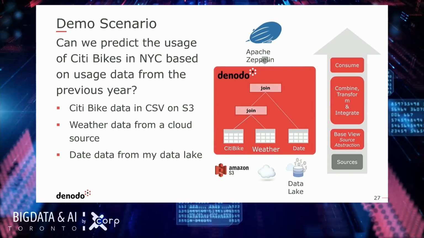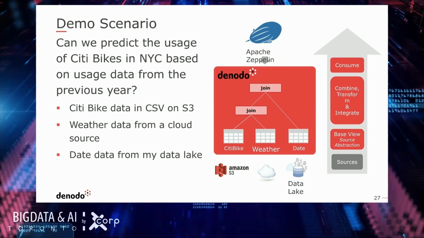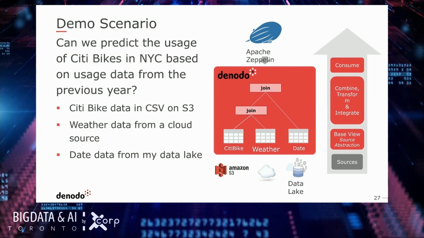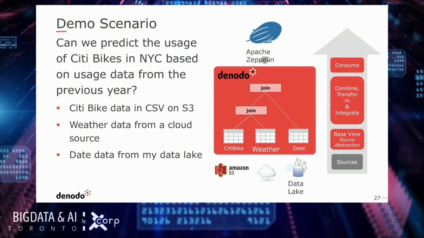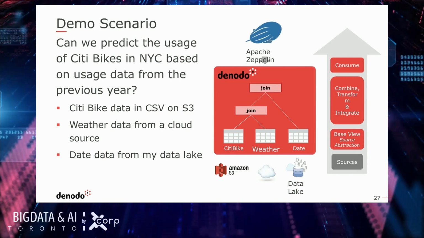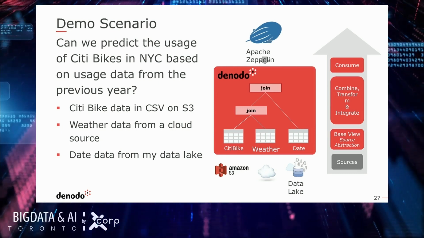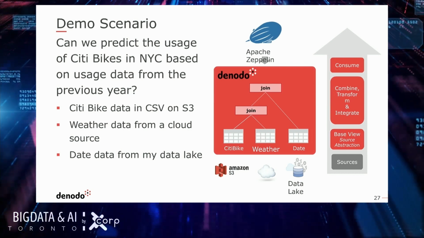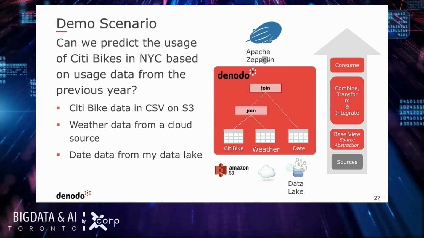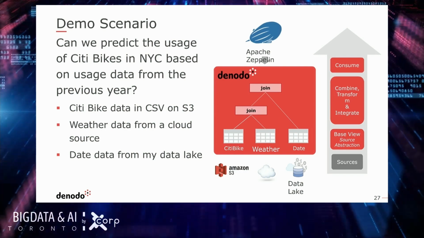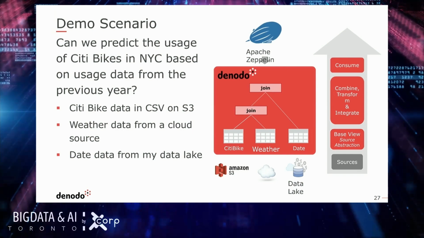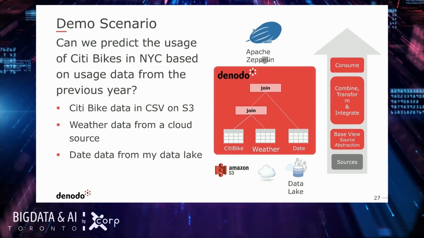So here's our scenario for the demo. I'm going to see if I can predict some bike usage based on previous year data. Now I have some bike data that's in CSV format that I just dropped on an S3 bucket. I'm going to get the weather data in JSON format from a cloud source. And I'm going to combine that with date data out of my existing data lake. Now I'm going to combine these three sources together in Denodo. We'll do some transformation and cleansing. And then lastly, I'll consume that in Apache Zeppelin. So let's move over to our demo.